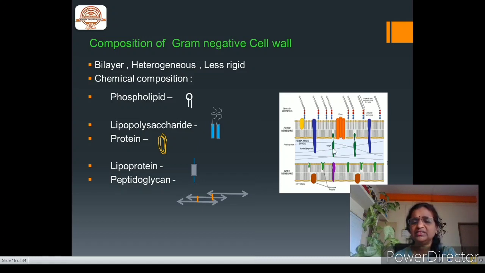Next are lipoproteins. These are the lipoproteins. They act as a bridge between the outer and inner layer, and the inner layer is made up of a thin layer of peptidoglycan. So that is the structure of the gram negative cell wall. Now we will go for the functions of the cell wall.